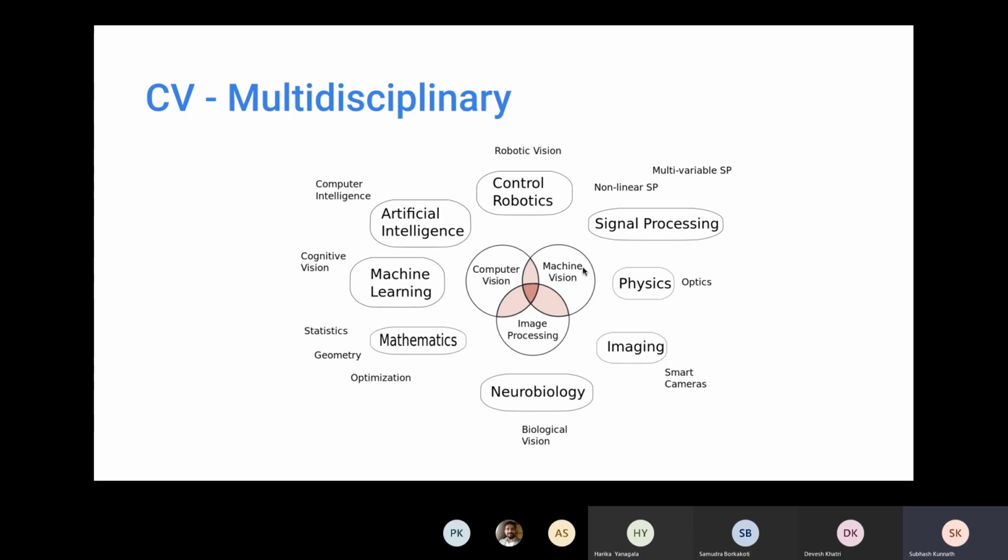Machine vision is a system engineering discipline, I would say. It involves the image capturing part, the machinery, the processing, the application and the actuators, all those things at the system implementation level. Computer vision is purely the computer science part where the image processing is happening. And image processing is just dealing with manipulating the images.